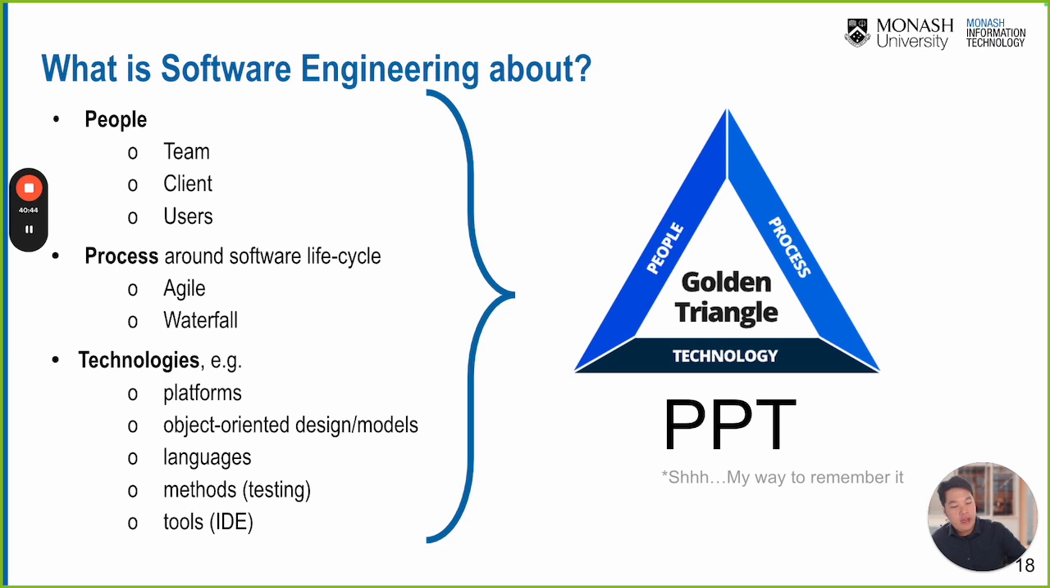Even if we have good people and a good process, we also need good technologies. If we choose the wrong platform or the wrong programming languages at the beginning, we may end up with a poor software development process as well. So that's why people, process, and technologies are the golden triangle that leads to the best software system. Or I often call it PPT. Okay, people, process, and technologies.